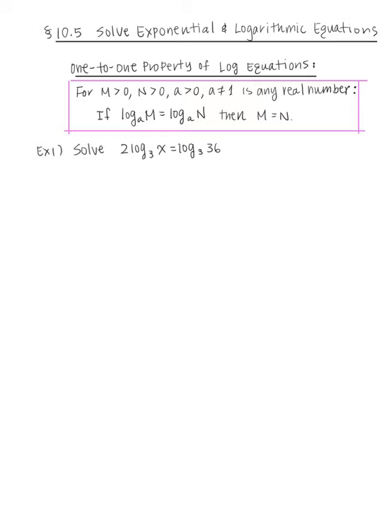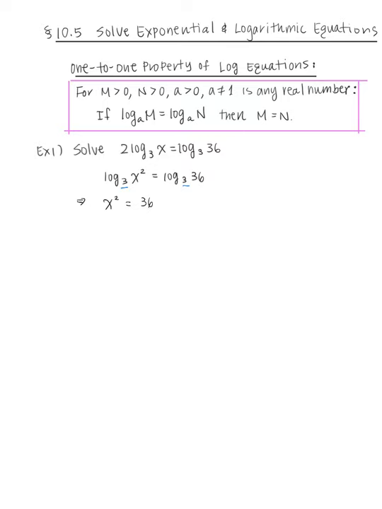Example 1, solve 2 log base 3 of x equals log base 3 of 36. Before we do anything, let's bring our 2 and rewrite it as an exponent on the argument of x. Then we get log base 3 of x squared equals log base 3 of 36. Now notice that we have the same base, so we can equate the arguments of the log base 3's together. This implies that x squared must equal 36.